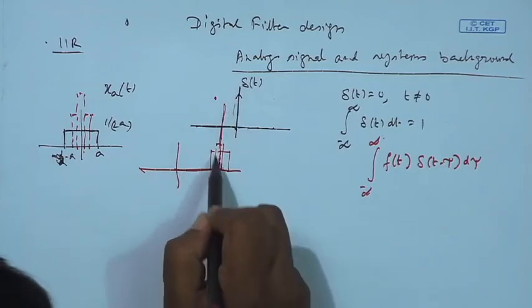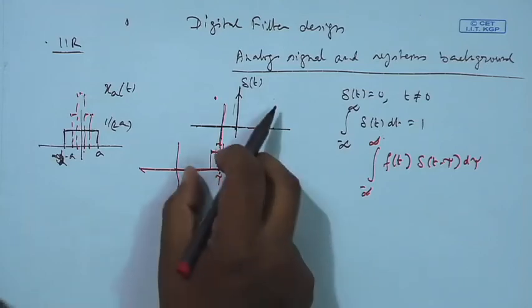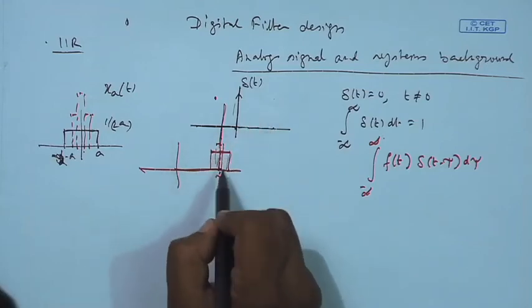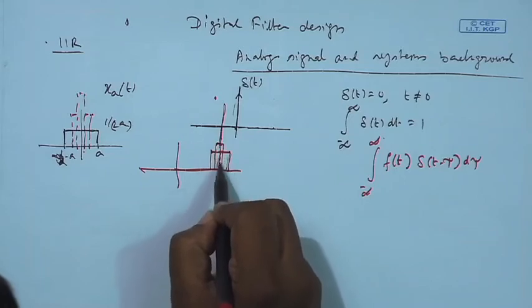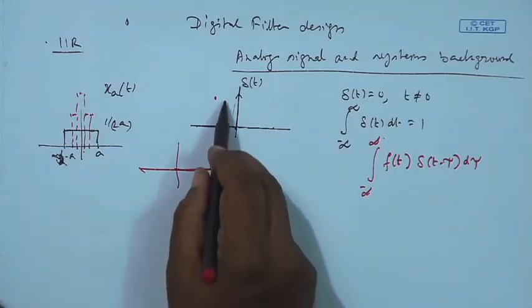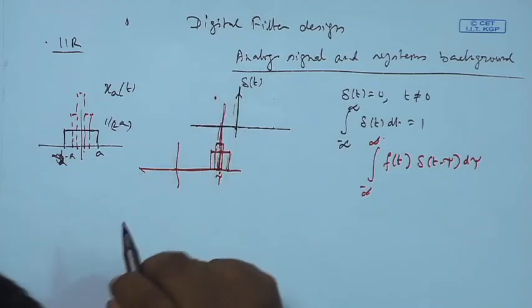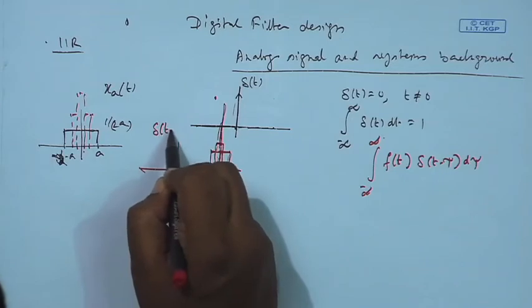Around tau, you start with a box, within which the area is 1, and you start squeezing. But keeping the area 1, this will go up in the vertical direction, further up as this width squeezes. Finally, the width will go to 0, the height will go to infinity, but the area will remain 1. That is the meaning of delta t minus tau.